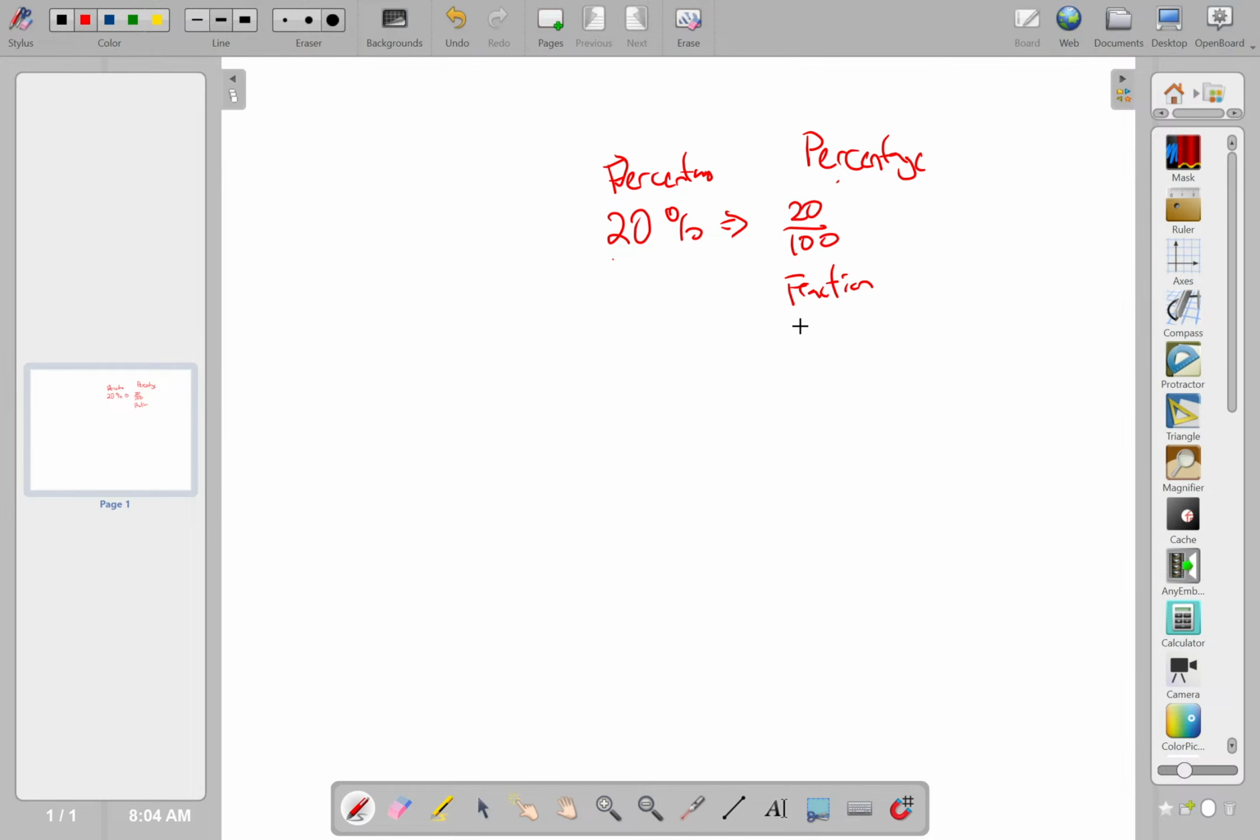Sounds good? Now, of course, every fraction can be reduced, right? Just divide the top by a particular number and divide the bottom by a particular number. For balance, the simplification here: if I divide the top by 10 and divide the bottom by 10, I'm going to get 2 over 10. Divide the top by 2, divide the bottom by 2, then I'm going to get 1 over 5. This is the reduced version of this fraction here. So I hope that makes a lot of sense.